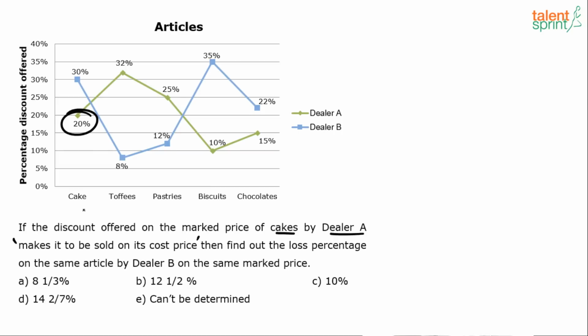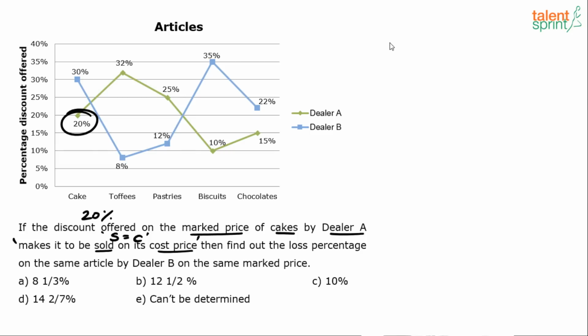By offering the discount, how much is the discount? 20%. By offering the 20% discount on the marked price of cakes by dealer A, he sells it on the cost price, meaning the selling price is equal to cost price. That's the most important part. So for dealer A, the selling price of cakes is equal to the cost price. By offering this 20% discount on the marked price, he gets the same selling price as cost price.